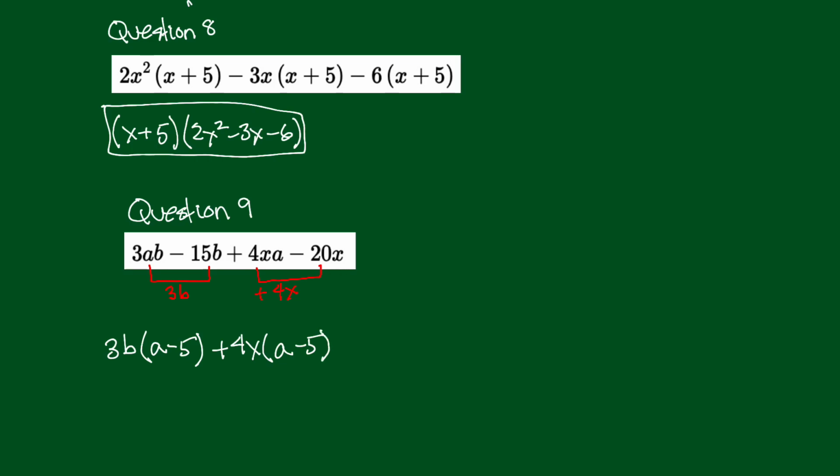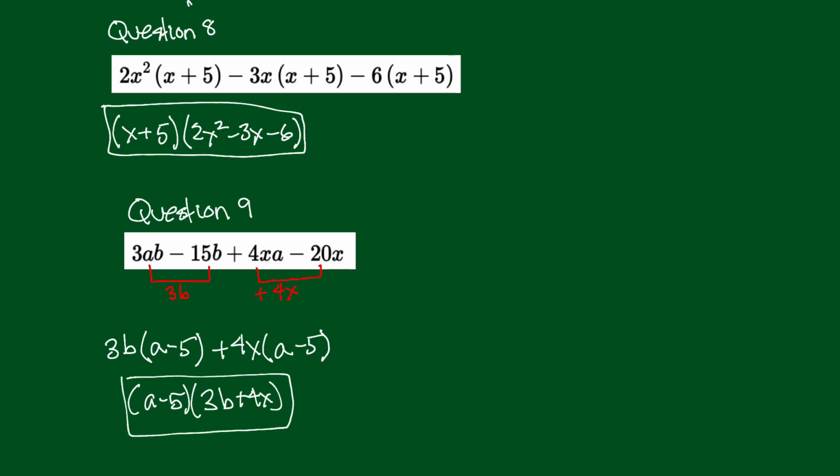You group it. So I grouped together the first two, then I grouped the second two using that sign. Now look what happens. A minus 5, A minus 5, so that pops up. So there's an A minus 5 that I can take out. And then if I take out that A minus 5, what's left? 3b, take it out, plus 4x. So what's left is 3b plus 4x.